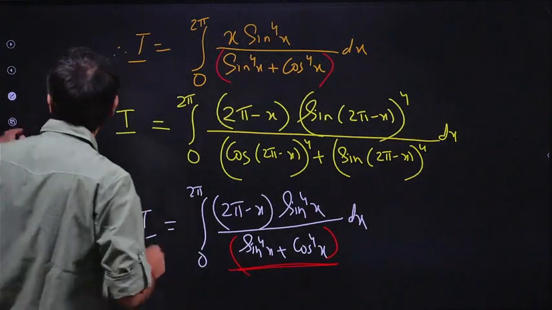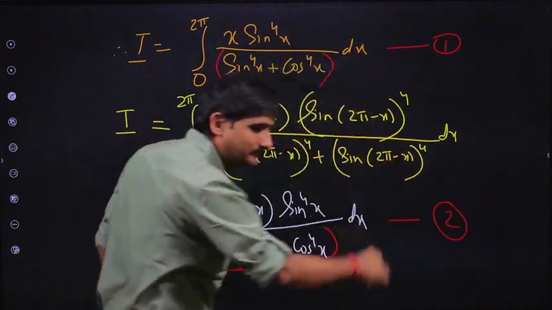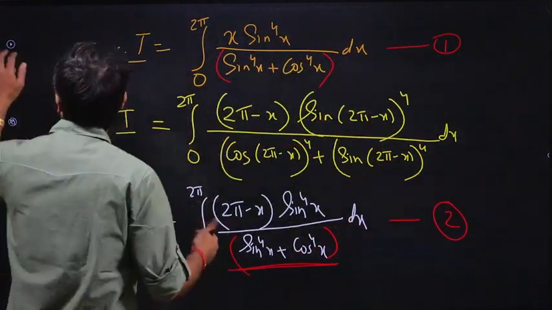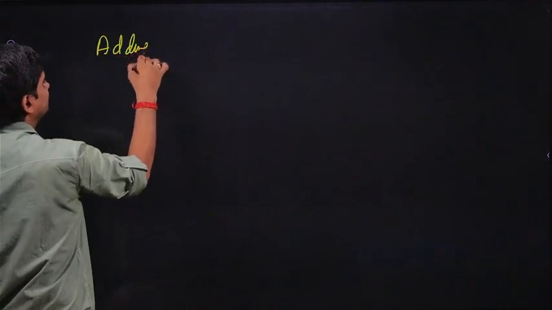And why? Because in the normal circumstance, the integral given and the integral which we get after applying Bahubali property, we need to add them. We do add them. So adding 1 and 2.